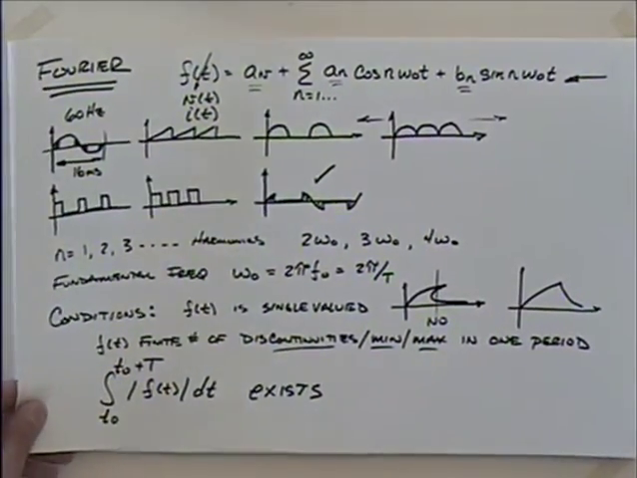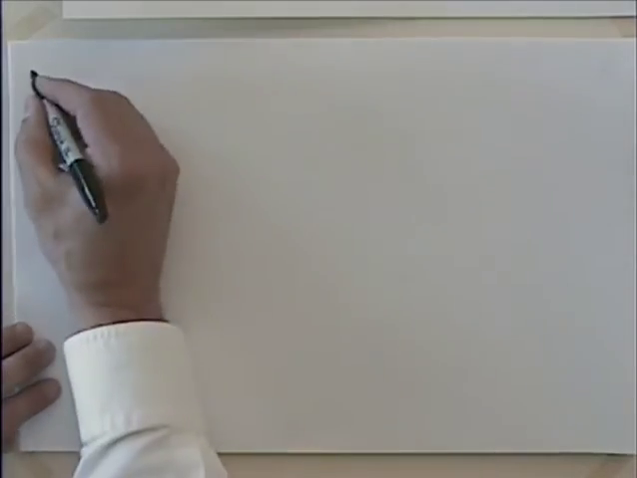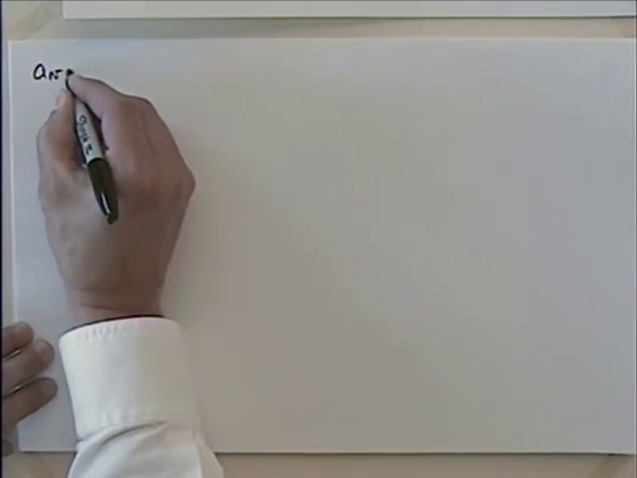Well, let's look at those coefficients then. How do I calculate A sub v? A sub v, that's the average value.